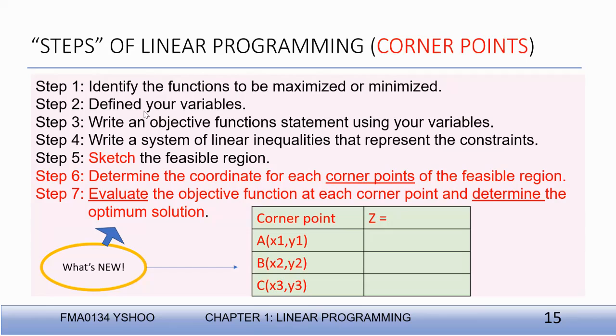And later on, you go to step 6, determine the coordinates for each corner point of the feasible region. And the last one is evaluate the objective function at each corner point and determine the optimal solution. The one I highlighted in red is actually something new. Okay, so like you have corner points and so on.